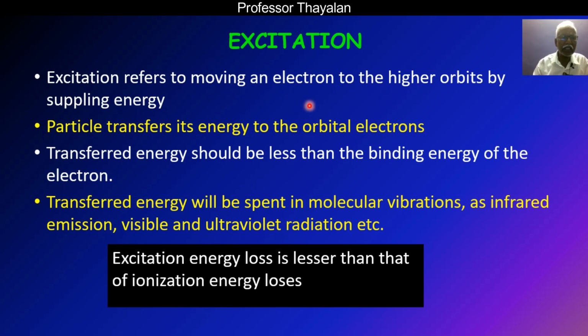Let us see what is excitation. Excitation refers to moving of an electron to a higher orbit by supplying energy. The particle transfers its energy to the orbital electrons. The transferred energy should be less than the binding energy of the electron. Transferred energy will be spent in molecular vibrations as infrared emission, visible and ultraviolet radiation, etc. Excitation energy loss is lesser than that of ionization energy losses.